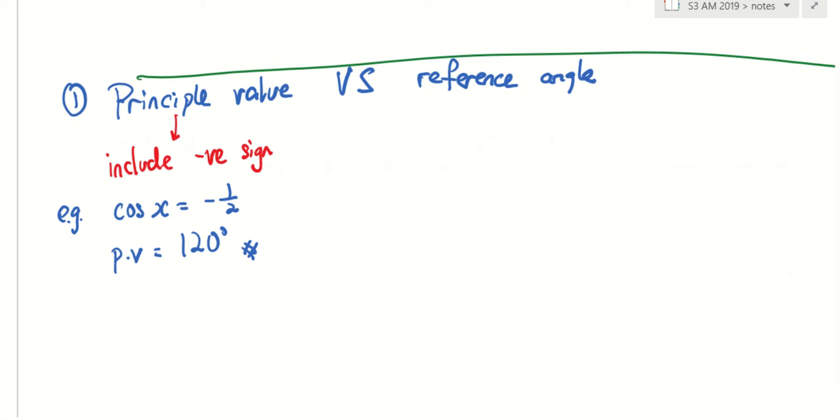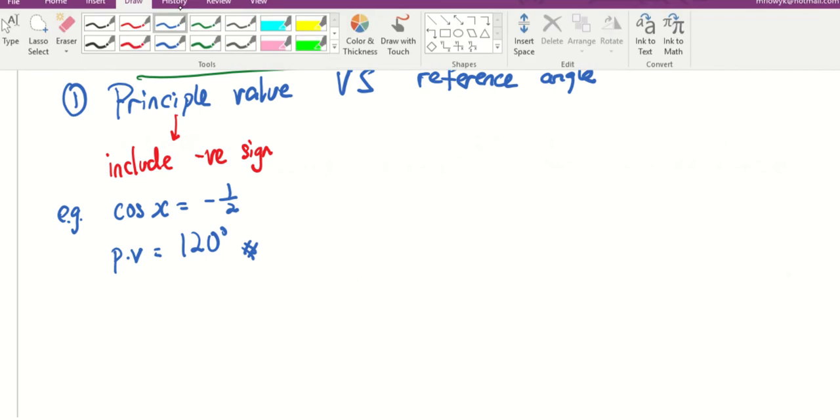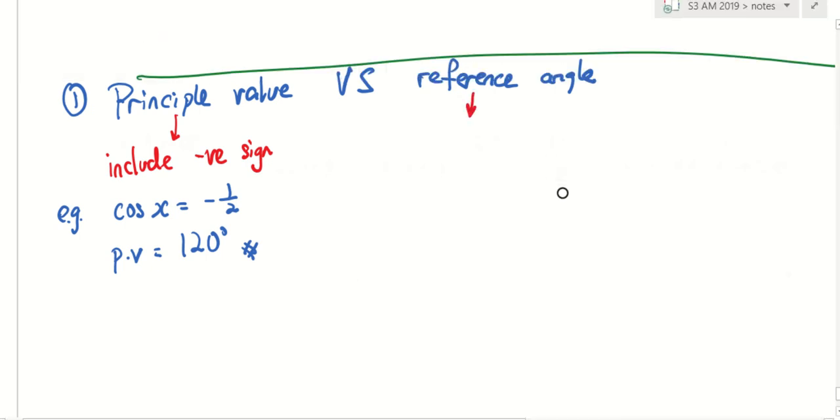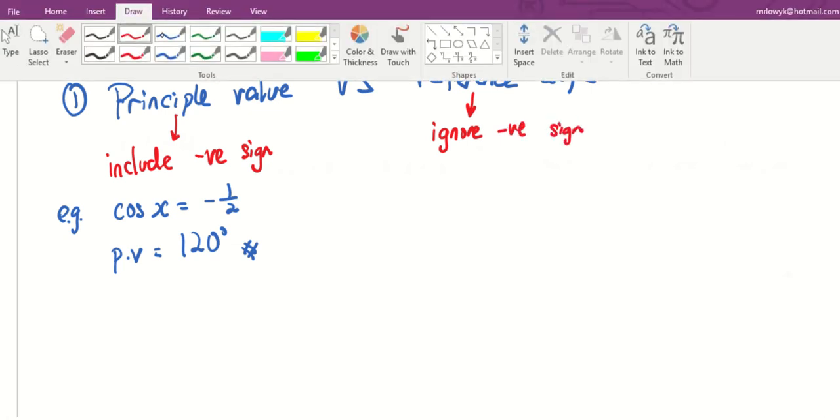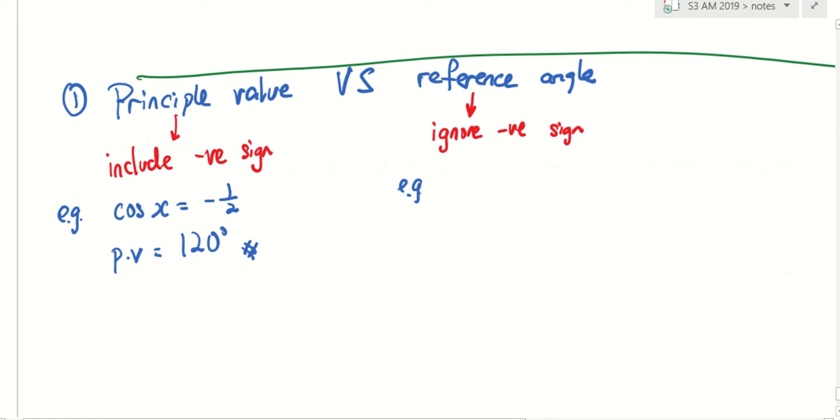Now, what about the reference angle? Reference angle, we will ignore the negative sign. So I give you an example. Let's say cosine x equals negative half. So what is the reference angle? Reference angle, can you put this alphabet here? Alpha. Alright, so this is my reference angle.